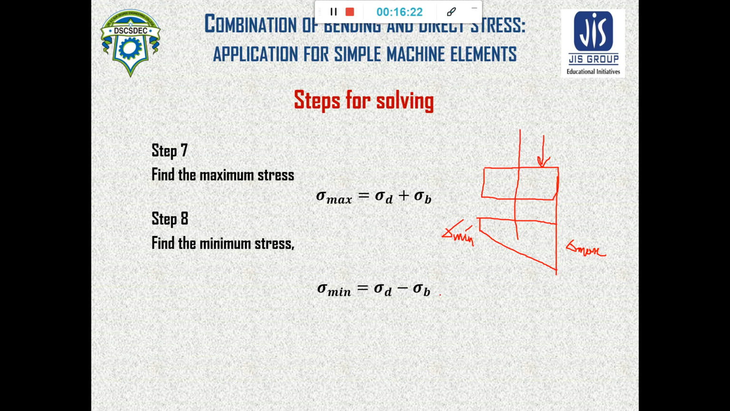If the load is eccentric to this side, what will happen? The maximum stress will be on this side. What is important is which side the load is acting. So this will be your sigma max, and this will be your sigma mean value.